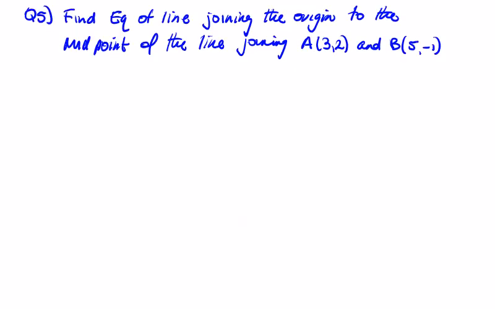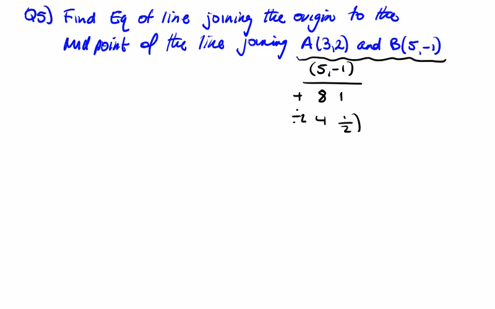Okay, let's finish with this question. Find the equation of the line joining the origin to the midpoint of the line joining these two. So we need the midpoint of AB. We have a 3, a 2, and a 5, and a minus 1. So you've got an 8, add, divide by 2. We have an 8, and 2 minus 1 is 1. So we have 4 and 1 over 2. That's the midpoint.